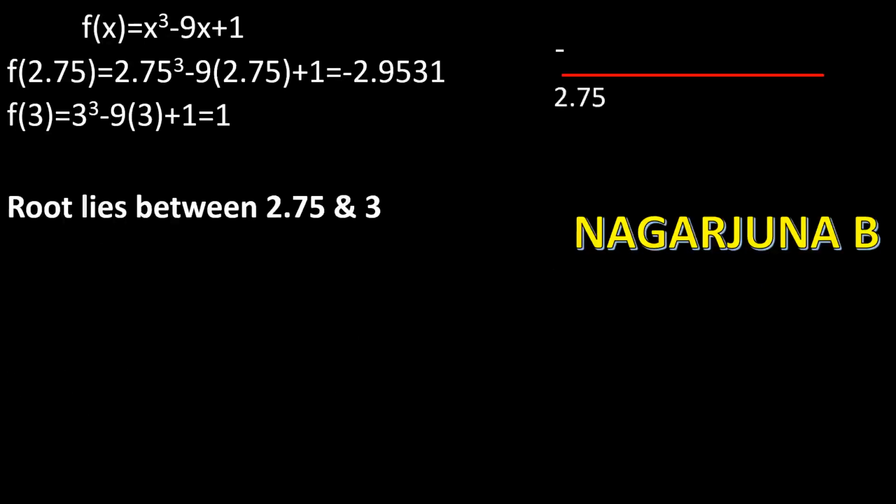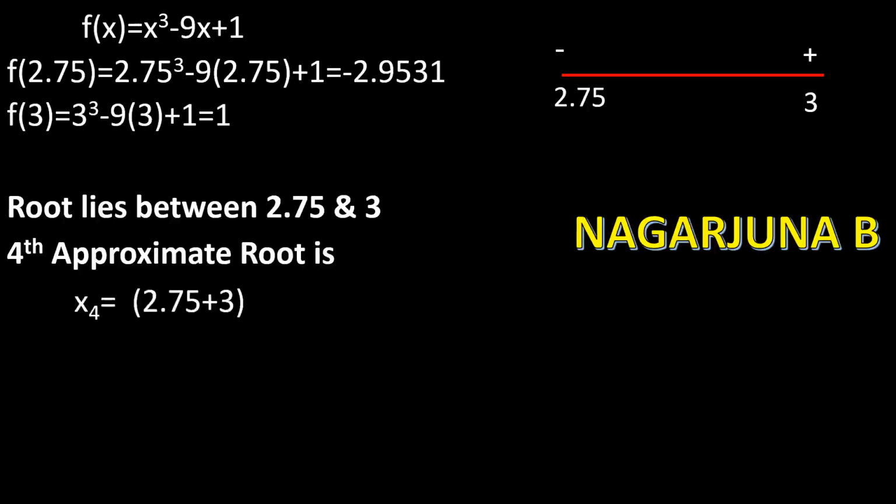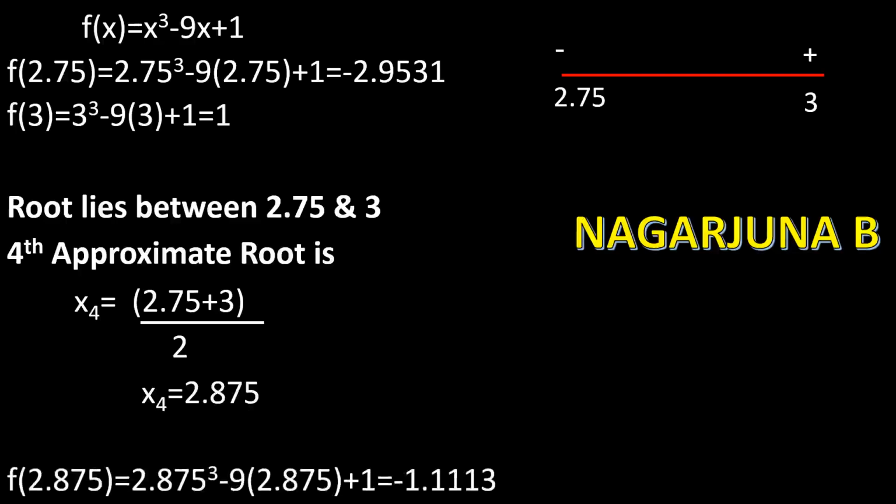Same procedure, draw the lines with the symbols. The fourth approximate root, x4, is equal to (2.75 plus 3) divided by 2, and it is equal to 2.875. Now find f of 2.875, and it is equal to minus 1.313. Consider up to 4 digits after the decimal point and do the rounding off up to 4 digits, and you need to follow the rounding off rules which I have explained in the earlier classes, which you can see and listen to in the previous video.